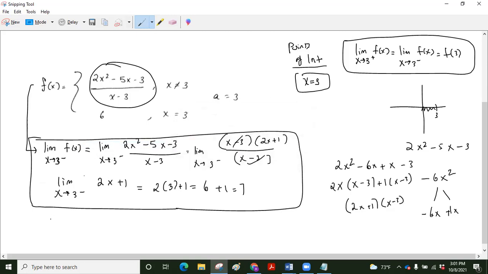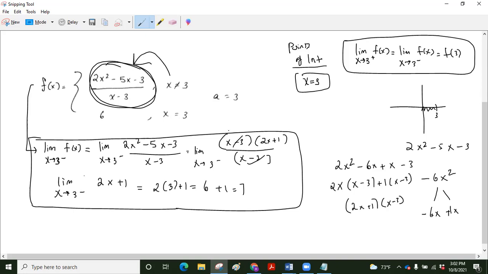And then if I'm looking from the right, I'm going to have to use the same function, because all those values from the right would not be equal to 3. So it's telling us to use this function. And if I do that, I'll have to factor again, and I'm going to end up substituting 3 again anyway. So it would still come out to 7, which means the limit as x approaches 3 from the left and from the right is equal to 7.